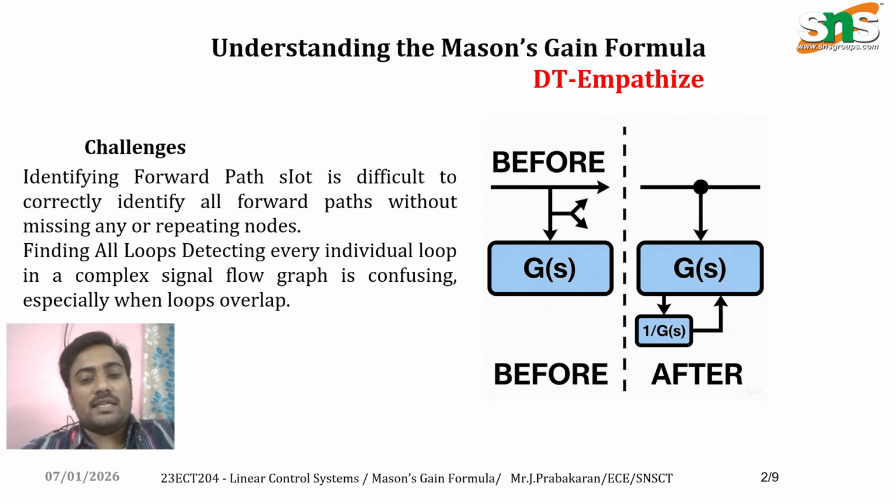Its challenges: students usually face two main difficulties while solving signal flow graphs. The first one is identifying all forward paths without missing any or repeating nodes, and the second challenge is detecting every loop, especially when loops overlap or share nodes. Mason's formula helps us systematically solve these two problems.